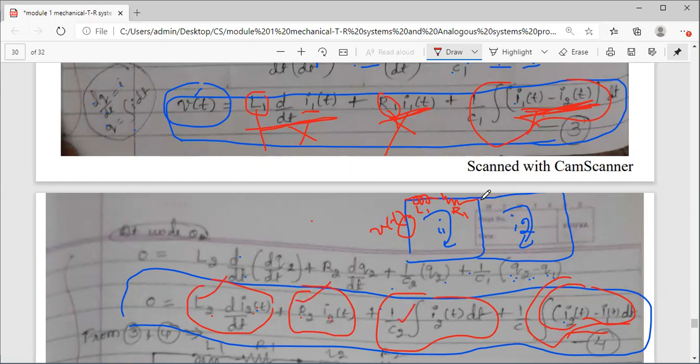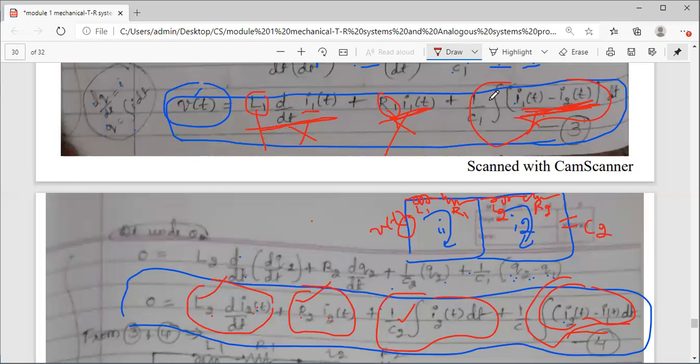So what I will do in the second loop, mark this L2, then R2, and 1 by C2. Okay, 1 by C2, no need to write 1 by, just connect a capacitor C2. This is your second loop.